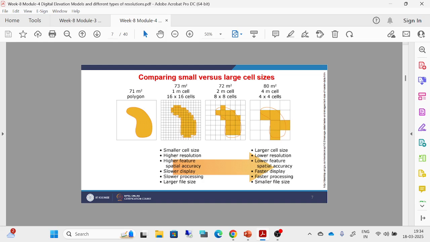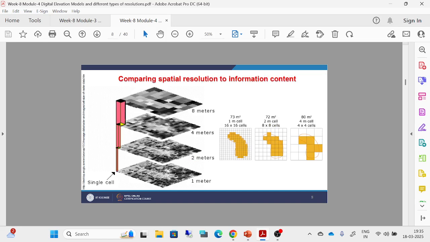If you don't need that much information, then go for the coarser resolution or lower resolution one, which has larger cell size, lower resolution, lower feature spatial accuracy, but it is faster to display, faster to process, and file size will be small. So it's always dependent on the user. So here also you can see, right?